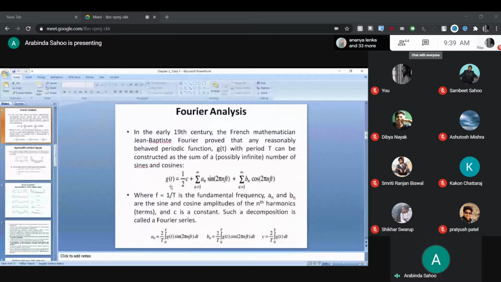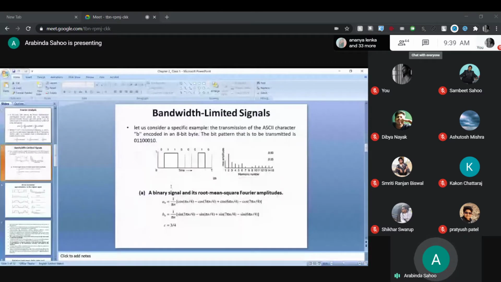Okay. So next write down, this is one example: bandwidth limited signal. Bandwidth limited signal. So this is one example.